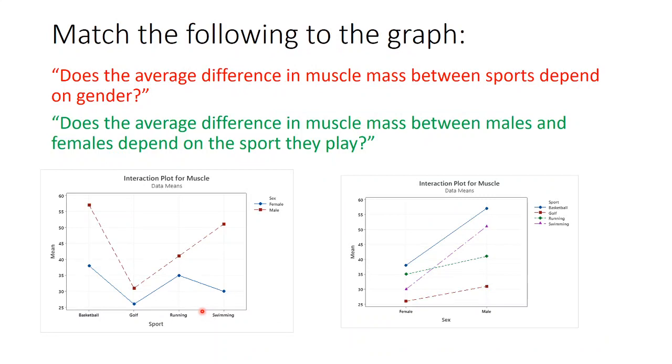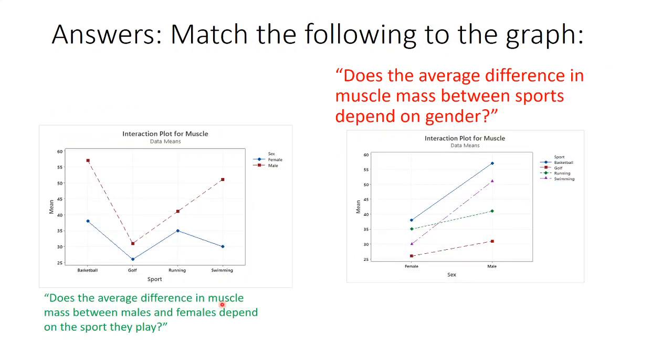Now, you don't just have to restrict yourself to two factors. You could have multiple factors. So does the average difference in muscle mass between sports depend on gender? Or does the average difference in muscle mass between males and females depend on the sport they play? So match the red to the one on the left or the right, and the green to the one on the left or the right. Again, pause and try to make that note. And the answer is, again, the average difference in muscle mass between sports depends on gender.